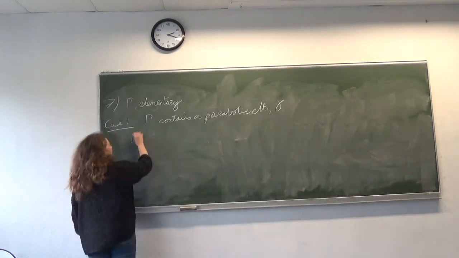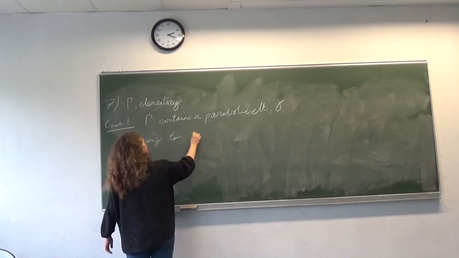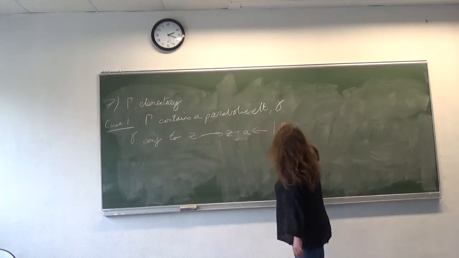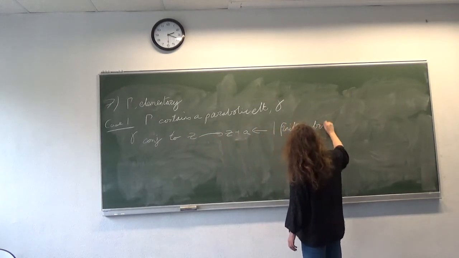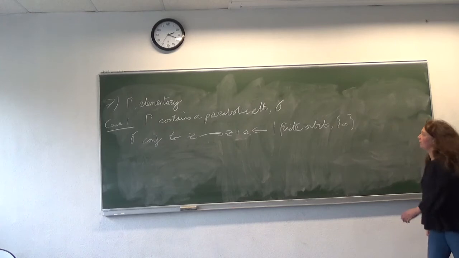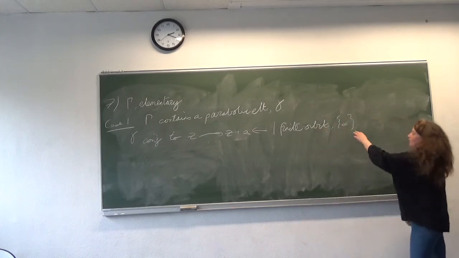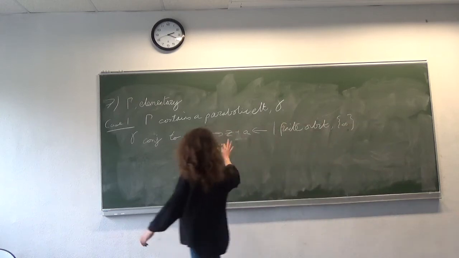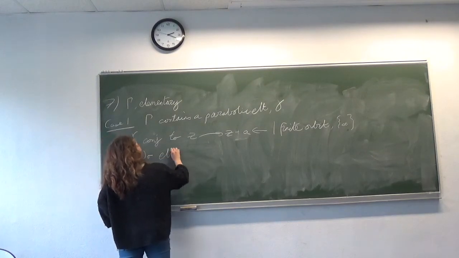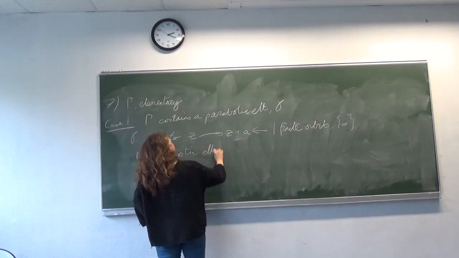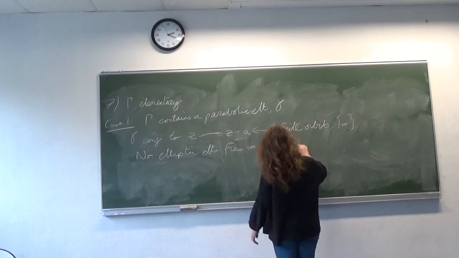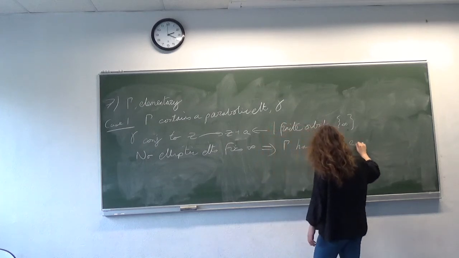Now, small gamma is conjugate to z goes to z plus a, which has one finite orbit, which is infinity. Okay, so I know now that the finite orbit of big gamma is infinity. No elliptic element fixes infinity, and so gamma has no elliptic elements.